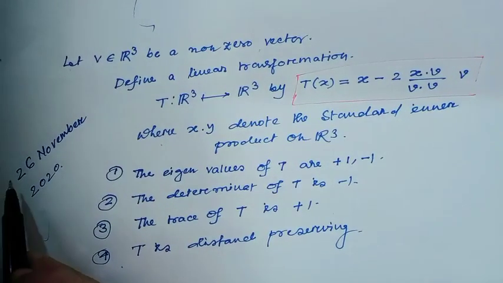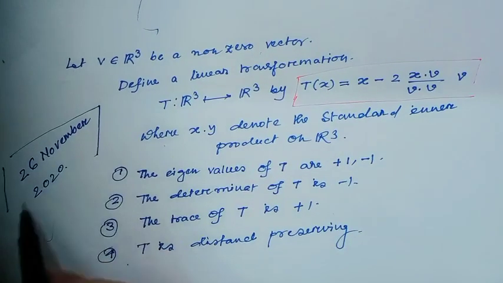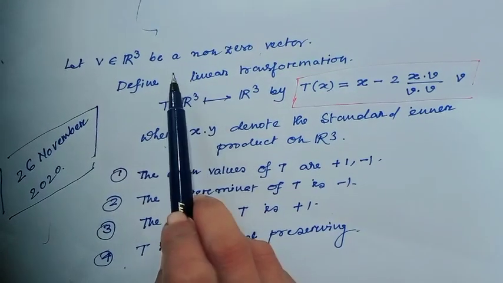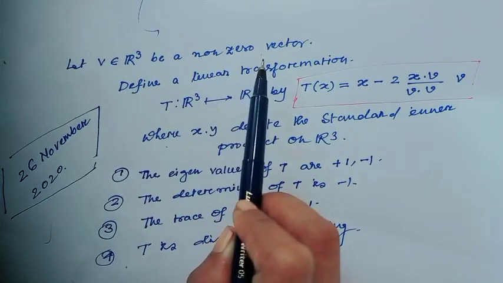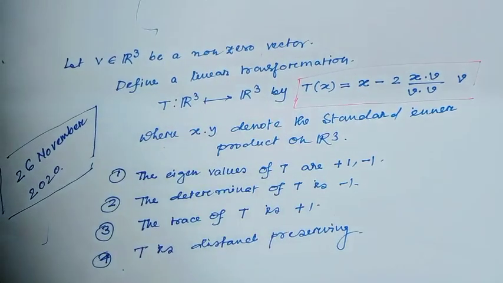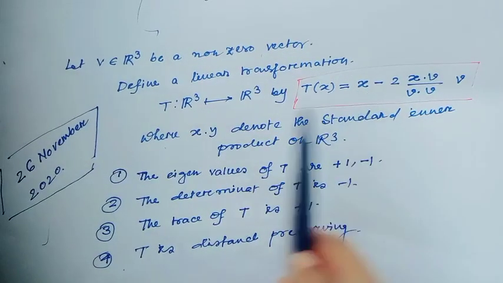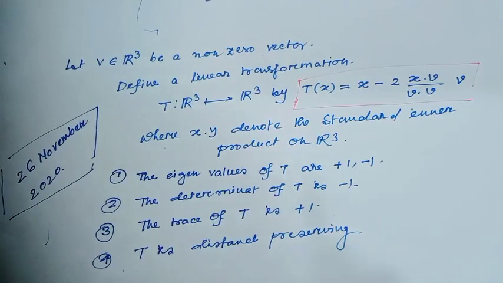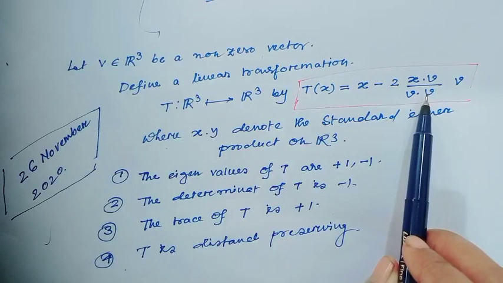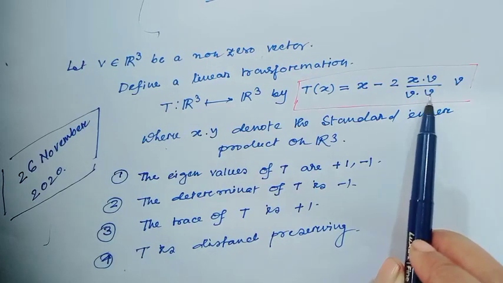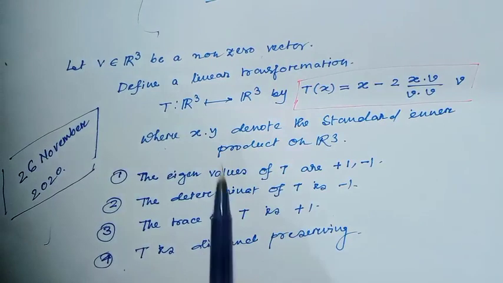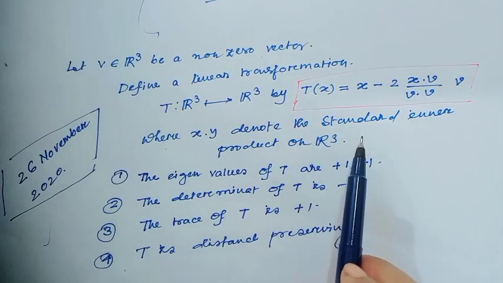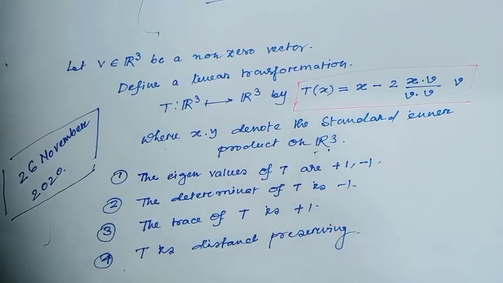The question came in the 26 November 2020 exam. Let V be a non-zero vector space in R3, and define a linear transformation T from R3 to R3 by T(x) = x minus 2 times (x dot v over v dot v) times v, where x dot y denotes the standard inner product on R3.